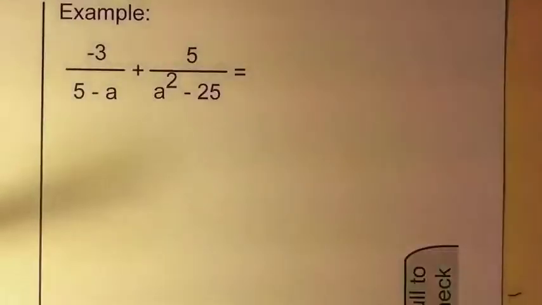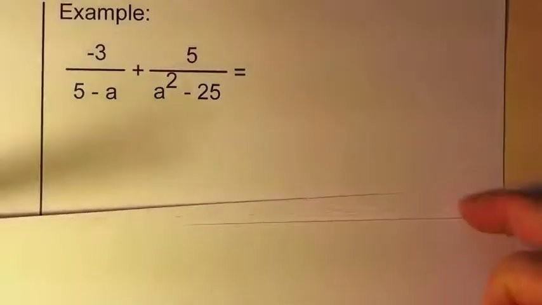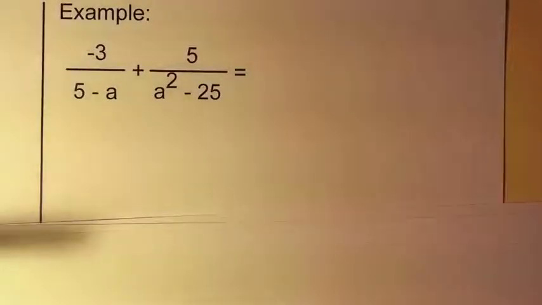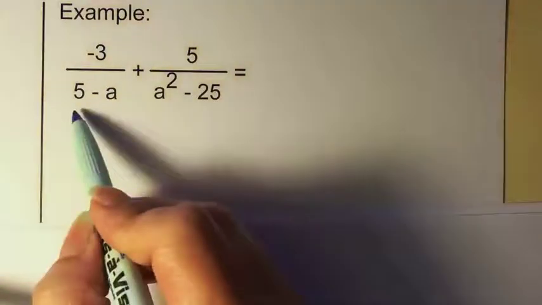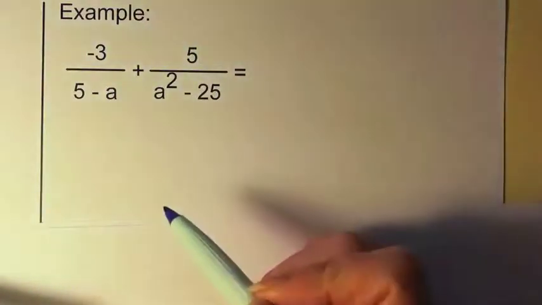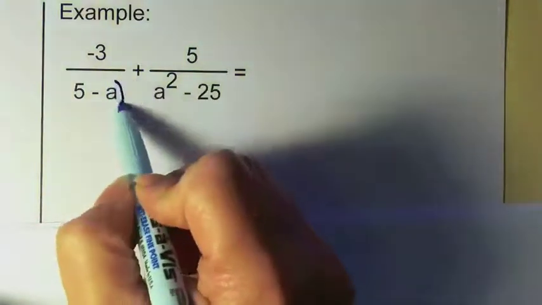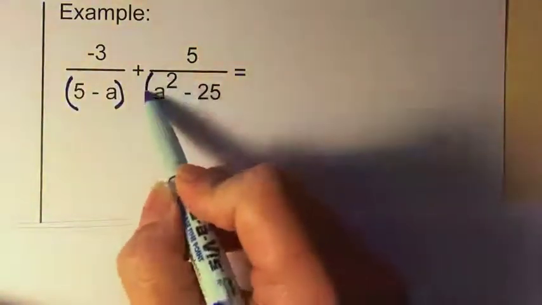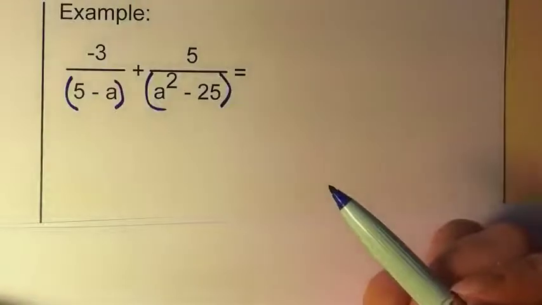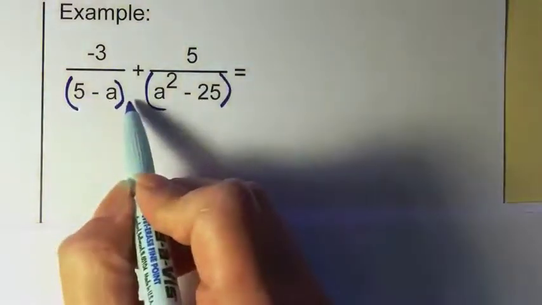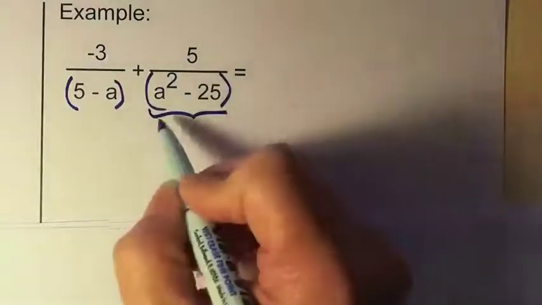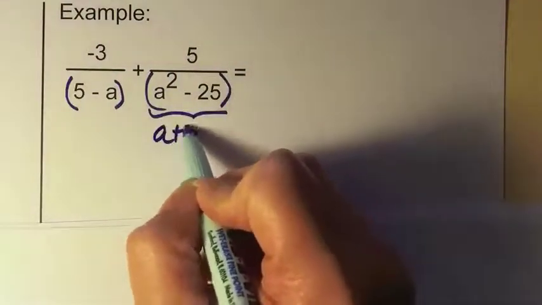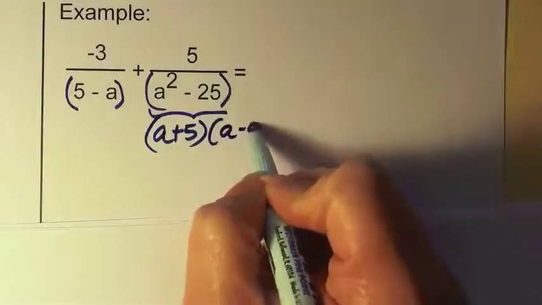Moving on, let's try another example, okay? Now if you take a look, my denominators in this one are completely skewed. I've got 5 minus a, and now we're talking binomials, okay? So this is 5 minus a, and this is a squared minus 25. So let's go ahead and factor at this point, okay? So 5 minus a is just 5 minus a, but this is a difference of squares, so we would factor this as a plus 5 and an a minus 5.